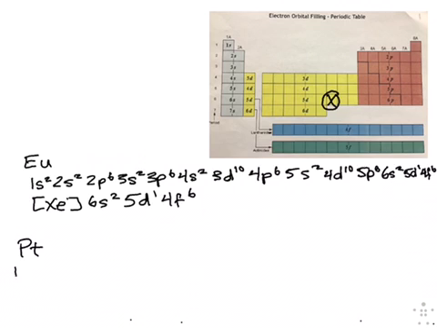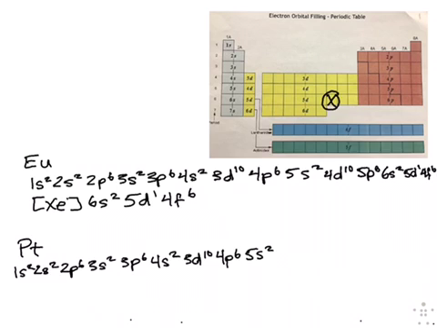So longhand, 1s2, 2s2, 2p6, 3s2, 3p6, 4s2, 3d10, 4p6, 5s2, 4d10, 5p6. Now we're in the 6th row, so 6s2.